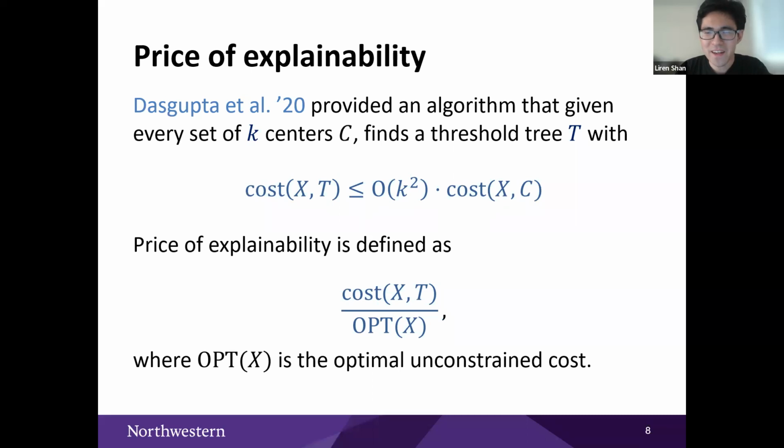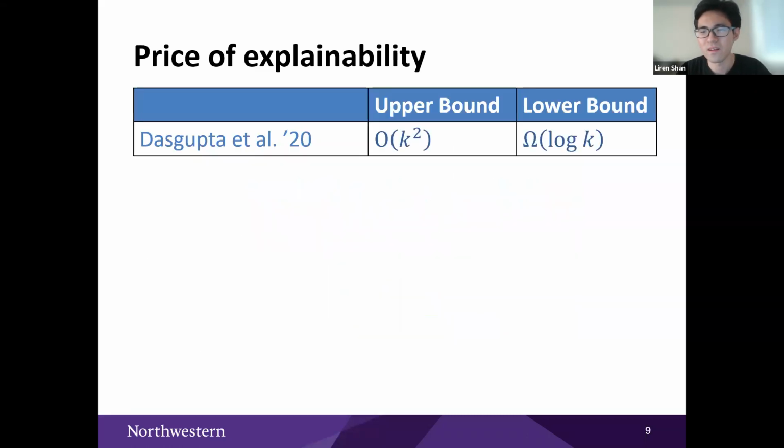Dasgupta et al. provided an algorithm that, given a set of centers C as input, converts this clustering to a threshold tree T. The cost of this threshold tree T is at most order k squared times the cost given by the center set C. They also define the price of explainability as the ratio between the cost given by the decision tree T and the optimal unconstrained k-means cost. Here, if we pick the input center set C by some constant approximation algorithm for k-means clustering, then this provides an order k squared upper bound on the price of explainability. They also provide an omega log k lower bound on the price of explainability.